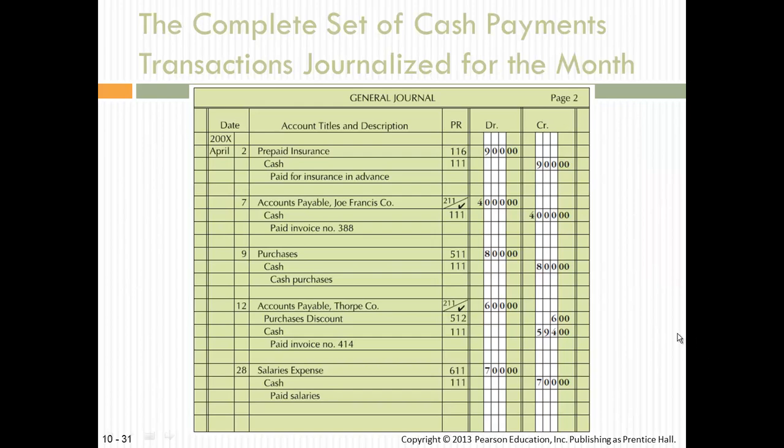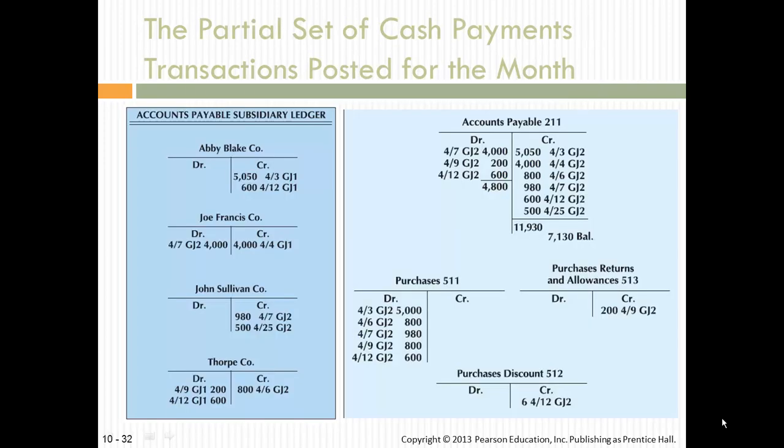Here's a complete set of cash payment transactions. So if you printed out that previous slide, you can follow along, and this is a really good example. So you have prepaid insurance. You paid for a whole year of insurance or whatever term this was for. Then you paid off an account payable, Joe Francis Company. You had purchases on cash, and then you paid a discount. You got a discount for paying timely to Thorpe Company. And then you had your salaries that you paid cash for. So here's a whole set of transactions that are for cash.